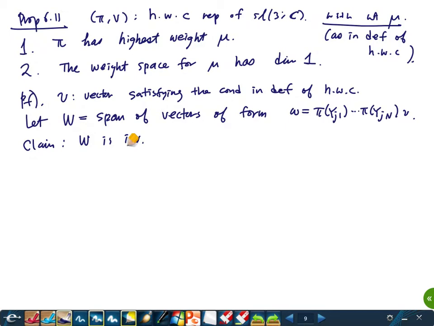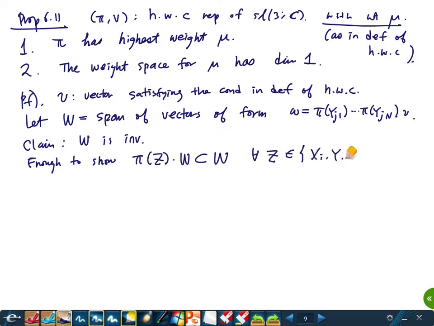How can you show that? So it's enough to show, again, to show that some vector space is invariant, it's enough to show that if you apply any basis element of SL3, it stays there. In other words, this is inside W for all Z like xi, yi, and hi. Hi is for 1, 2. Here we have 2 indices, 3 indices, okay?